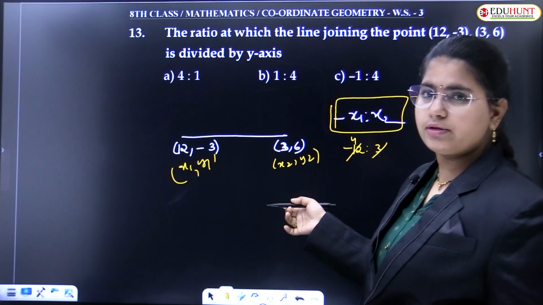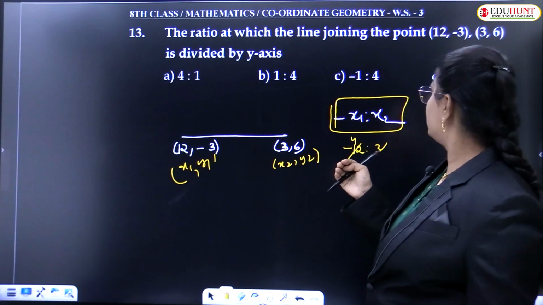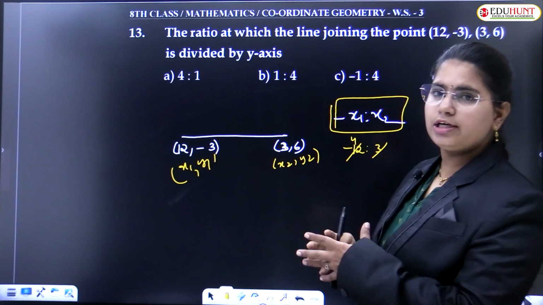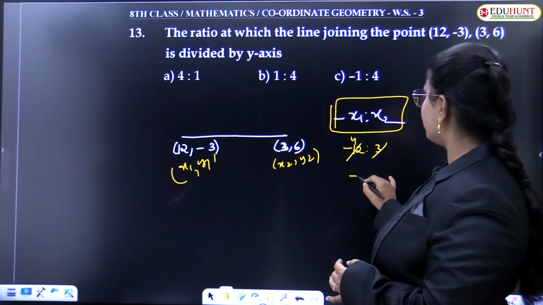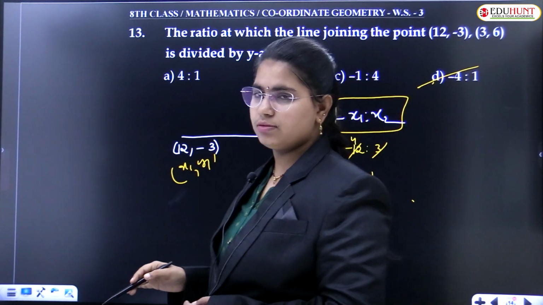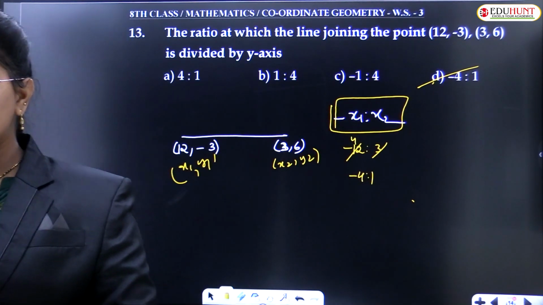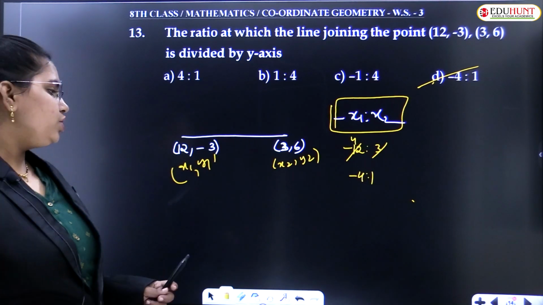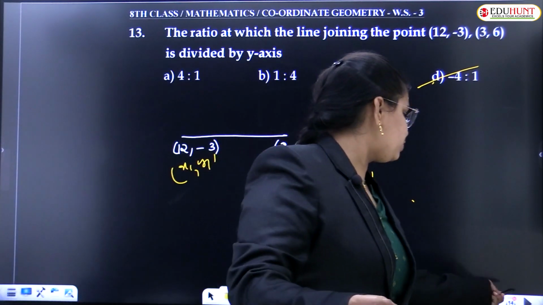-12 is to 3 is not visible in the options, right? So that is the reason I'm cancelling it, okay? I'm converting it into the simplest form. So here I got -4 is to 1. So option D will be your answer, right? Look into the problem. We'll be getting back to the next question here.